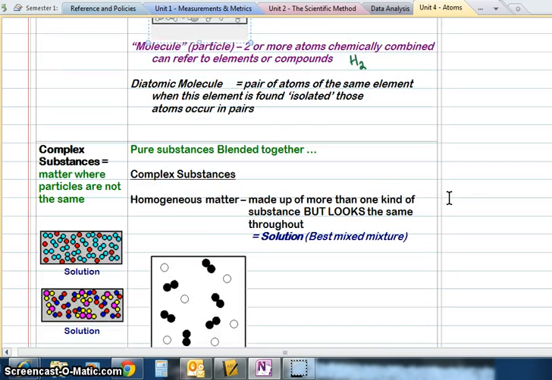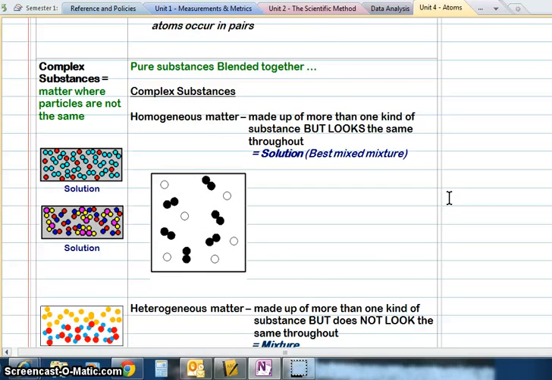And then we've got complex substances. This is where the particles are not the same throughout. So both in elements and compounds, every particle is the same as every other particle. In complex substances, they're not. So in this picture, which we call a solution, we have these red particles mixed in with these double light blue particles. They're mixed really well. You might not be able to see it.